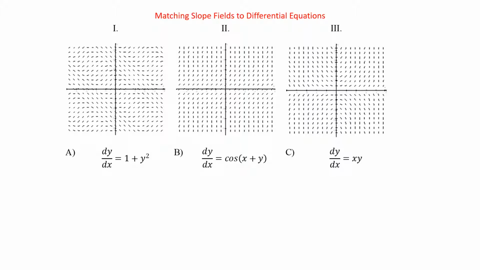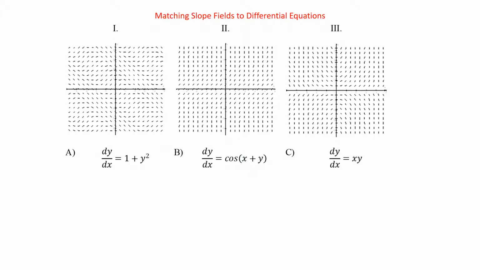So when I'm looking at them, I start by looking at the equations. In the first equation, what I see is the 1 plus y squared. There is no x value, which means it does not matter what x equals, it's going to have the same slope for that y value straight across. That's going to make horizontal lines of the same slope. If it was backwards, if there was x but no y, we'd have vertical lines of the same slope.